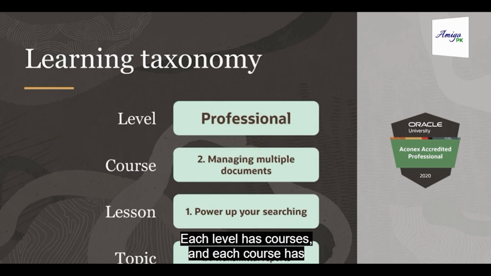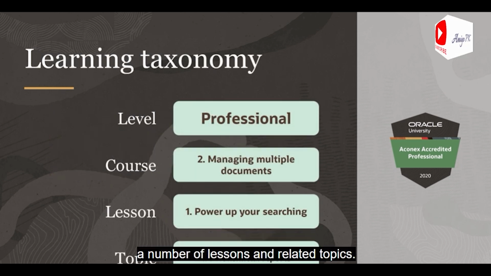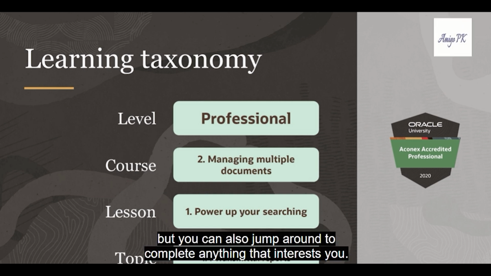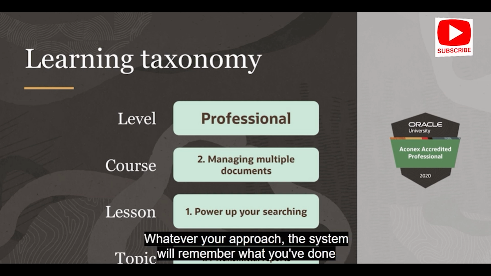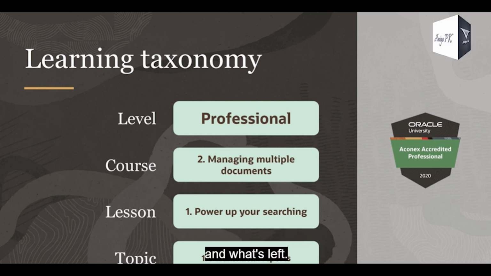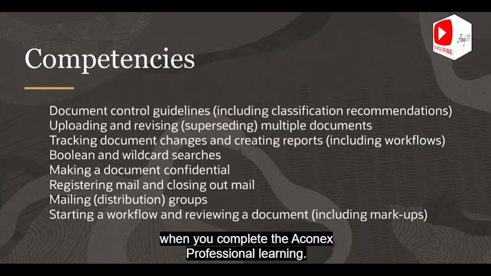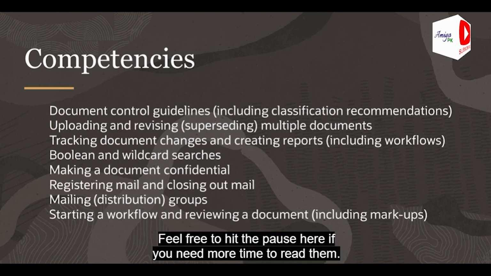Each level has courses, and each course has a number of lessons and related topics. We recommend you complete them in the order provided, but you can also jump around to complete anything that interests you. Whatever your approach, the system will remember what you've done and what's left. Here are the key competencies you'll have when you complete the Aconex Professional Learning. Feel free to hit the pause here if you need more time to read them.